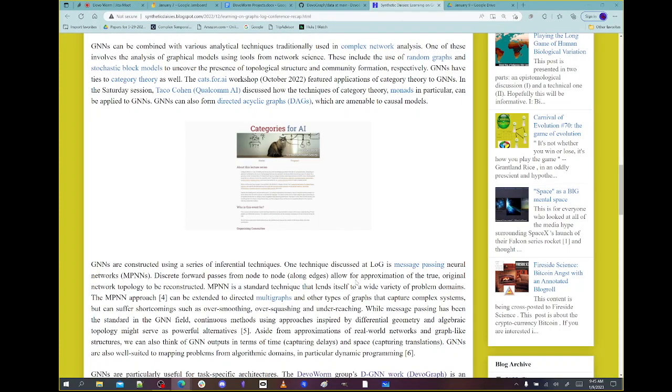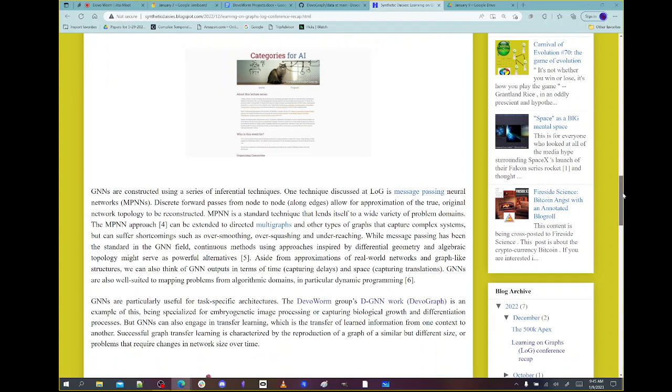So this is one of the inferential techniques that they use. It's very common in the field, and there are others. The point of this blog post is to point out some of the contemporary things going on in this field, but there's a lot of opportunity to innovate and to find new approaches, because message passing is good, but it has its limits.